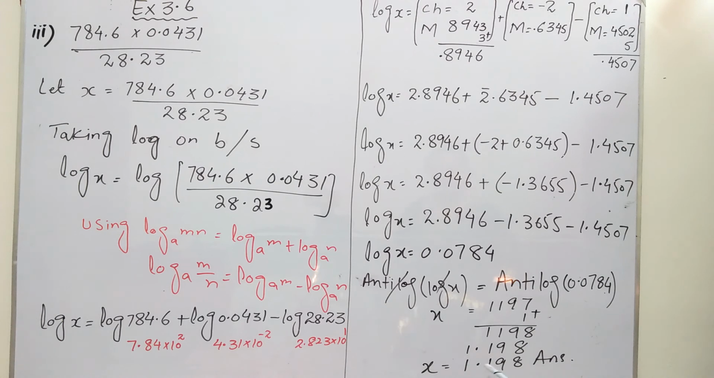Now we write that the decimal point is just after the first non-zero digit, 1.198. So we will move the decimal point according to the value of the characteristic. As the characteristic is equal to 0, we need not move the decimal point. So our value is equal to 1.198, which is the value of x. And this is the solution for question number 1, part 3.